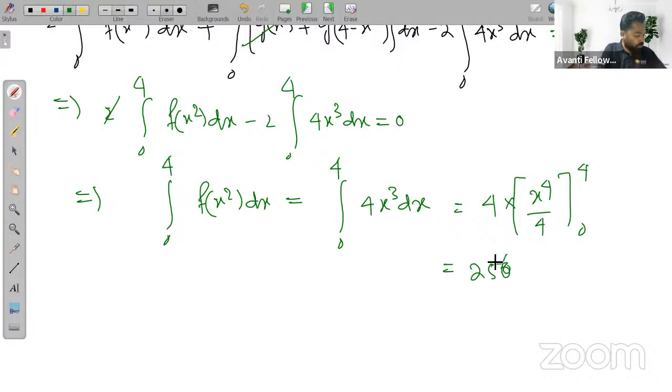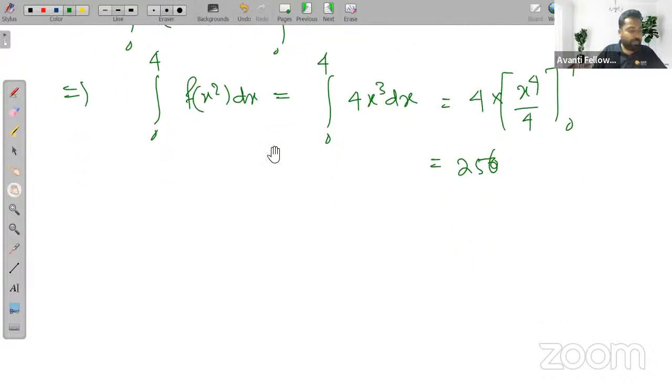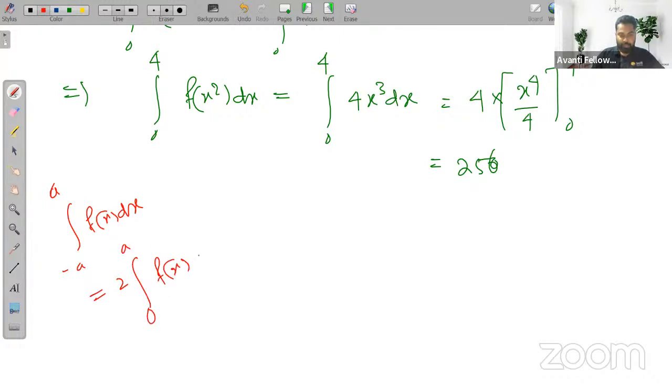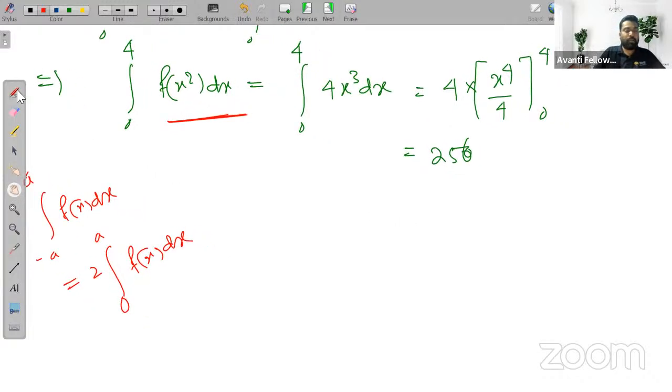Right hand side becomes 256, and we know one property, guys. What is that? Integration from minus a to a f of x dx, and if f of x is an even function, then we can write 2 into 0 to a f of x dx. If you use this property here, what will you get? We can write this as 0 to 4 f of x square dx.